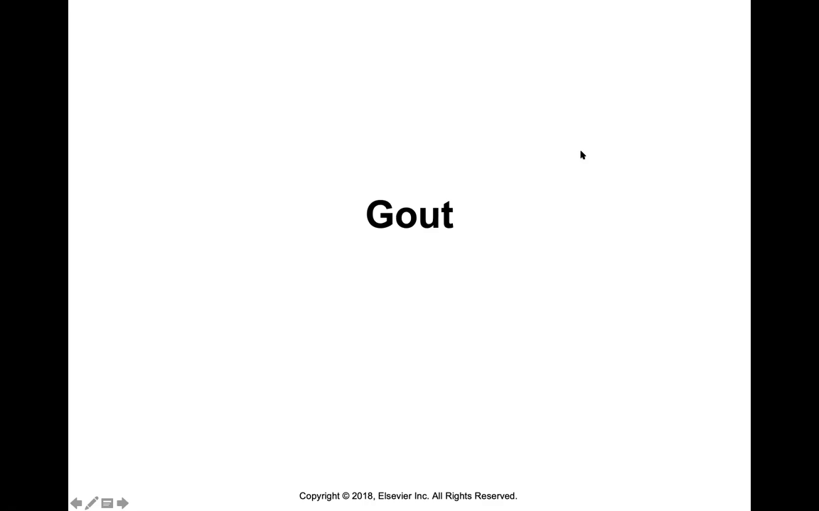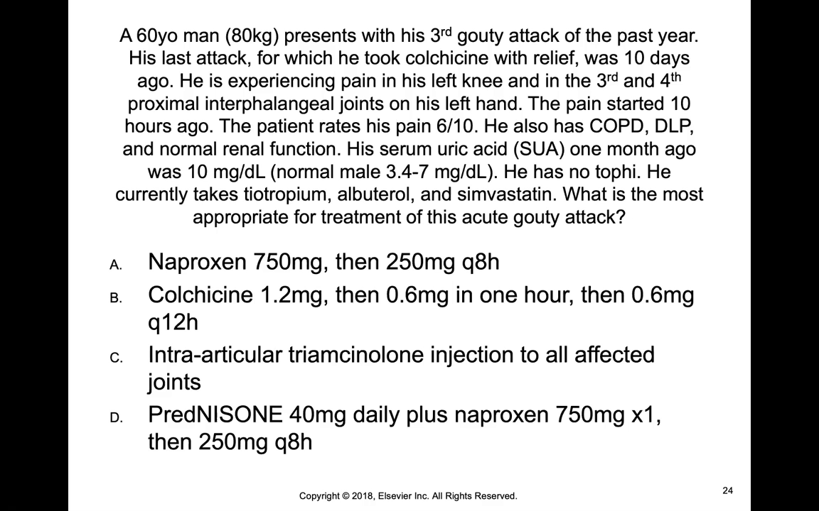Okay, now moving on to gout. 16-year-old man, 80 kilograms, presents with his third gouty attack of the past year. His last attack, for which he took colchicine with relief, was 10 days ago. He is experiencing pain in his left knee and in the third and fourth proximal interphalangeal joints of the left hand. The pain started 10 hours ago. Patient rates his pain 6 out of 10. He also has COPD, dyslipidemia, and normal renal function.